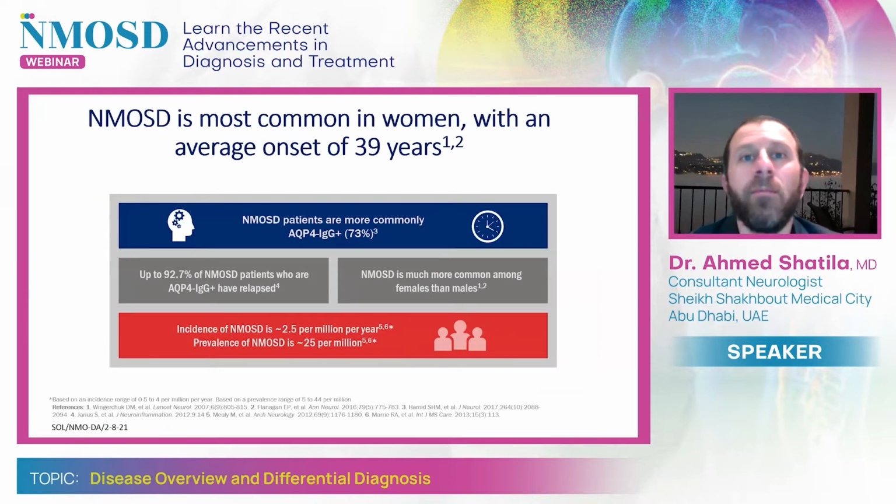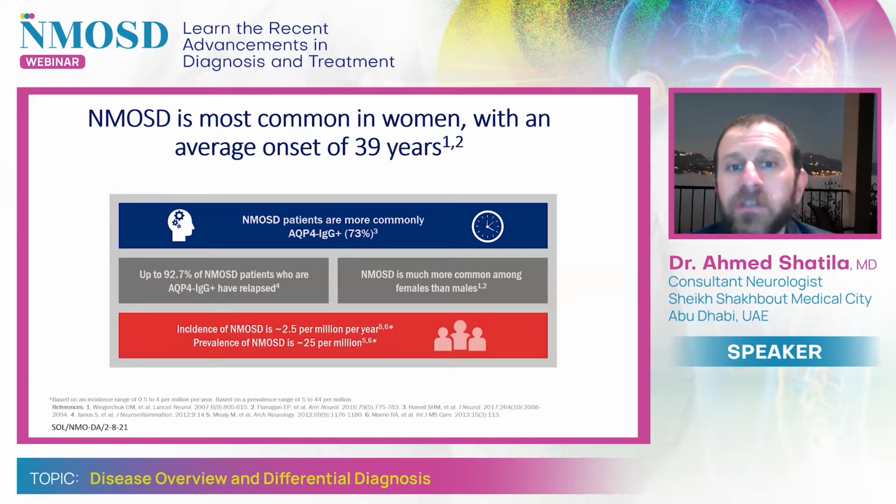NMO is most common in women at the average age of 39 years, as I told you. More than 3/4, or 73%, of people will have an AQP4 IgG positivity. 92.7, 93% of NMOSD patients with the AQP4 antibody will have relapses. NMOSD is more common in females than males. So think females, older than your typical MS population. Think optic neuritis, acute myelitis, and ask about hiccups, intractable vomiting. And then ask about, do they get better with steroids, which is interesting enough, some of them actually do.